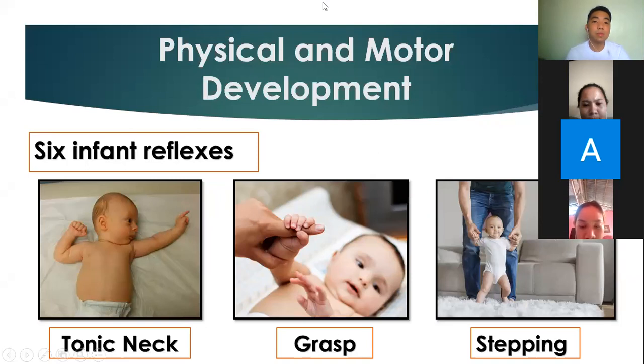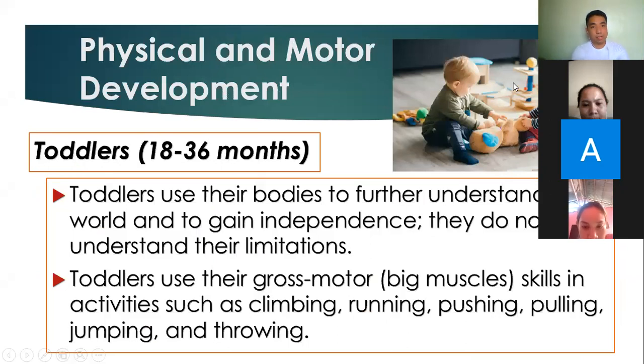Let's go now to toddlers. Toddlers are those who are 18 to 36 months. They are the ones in this picture. This is how they look like in the picture. Toddlers use their bodies to further understand their world and to gain independence. They do not yet understand their limitations.